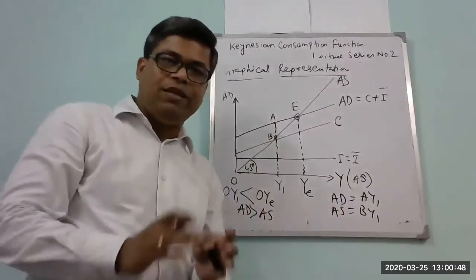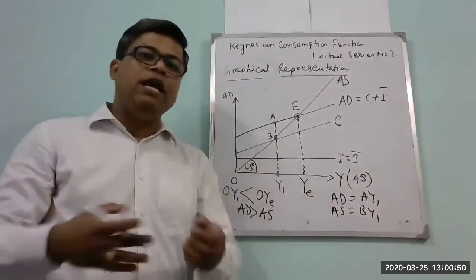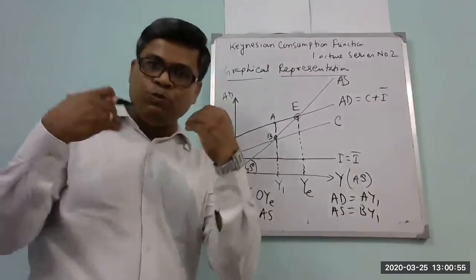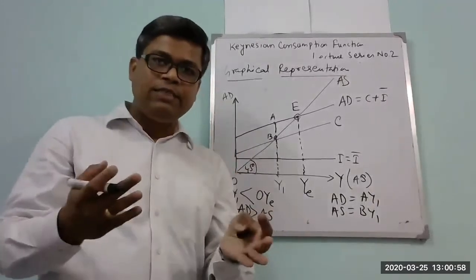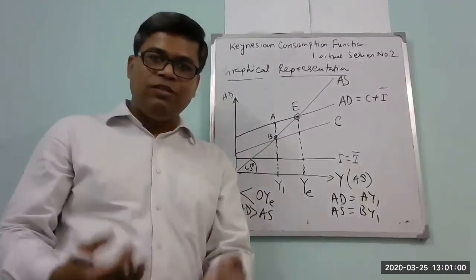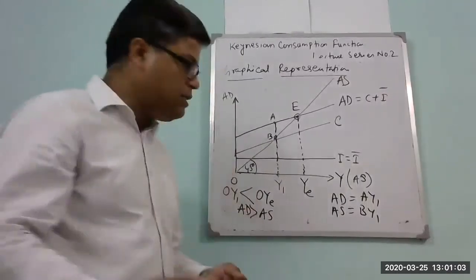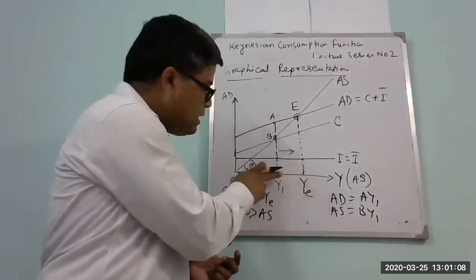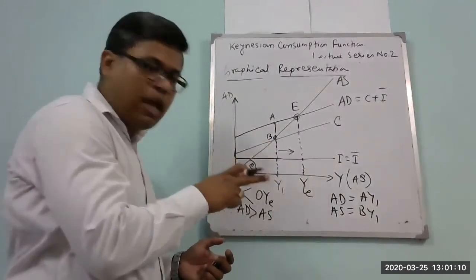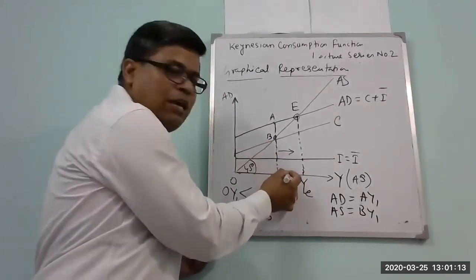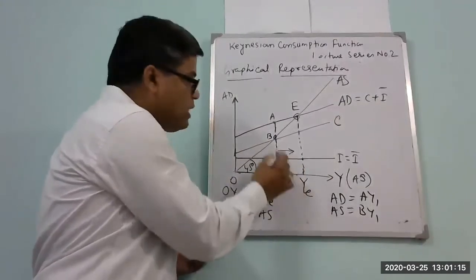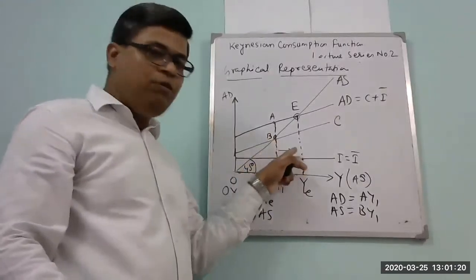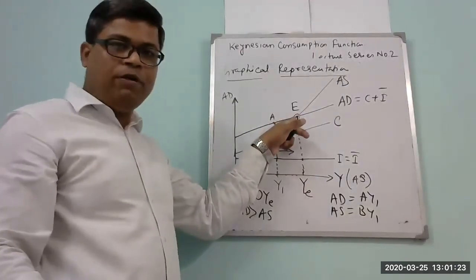And if AD is greater than AS, then what would happen in the market? Demand is more than supply. So naturally the producers, the firms, will produce more, and the production level will increase. If the production level increases, naturally the level of national income also increases. So we will move to the right side. Slowly and gradually we will move toward the equilibrium. This moving process will continue till we reach the equilibrium point.